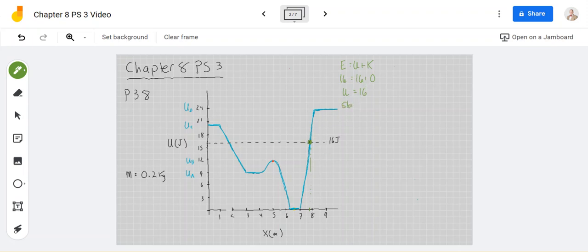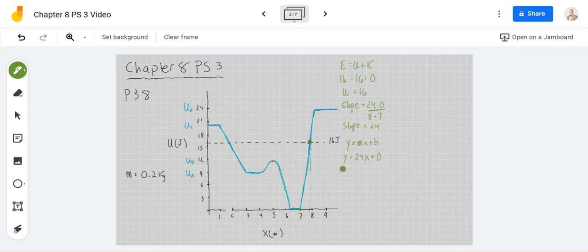So let's look at this line here. I know that the slope is going to be the change in the vertical, 24 minus 0, divided by 8 minus 7. So the slope is equal to 24. So if I'm going to find the equation of this line, say y is equal to mx plus b. So y is the potential energy, m is 24, x is the position, and b is 0 because 0 is where this one started.